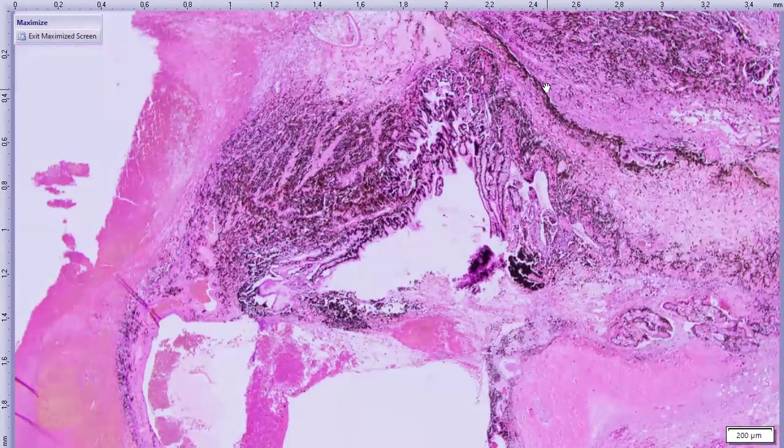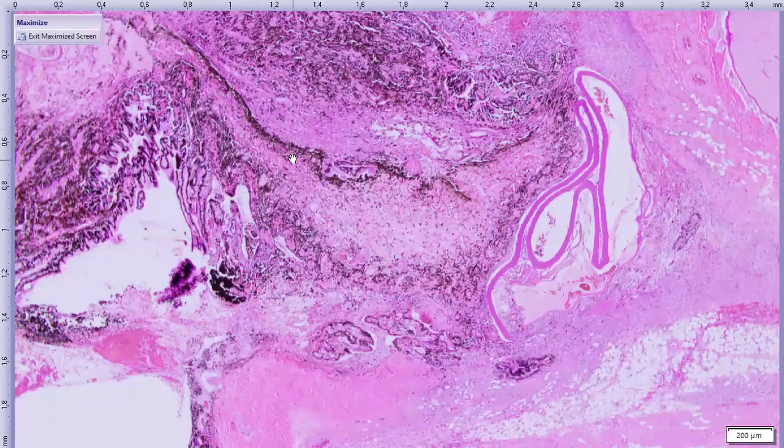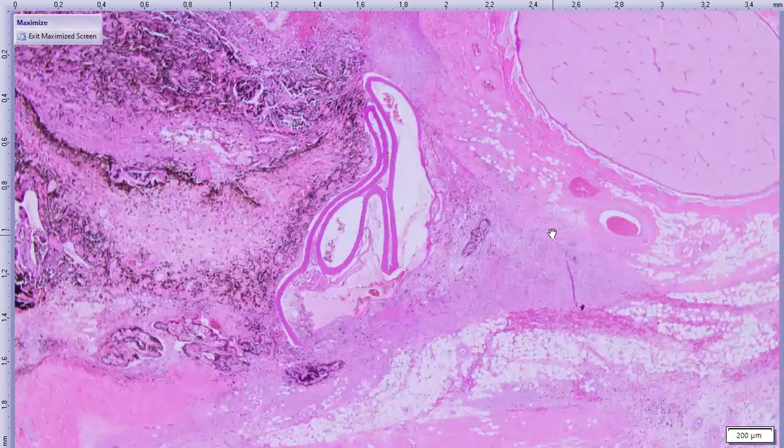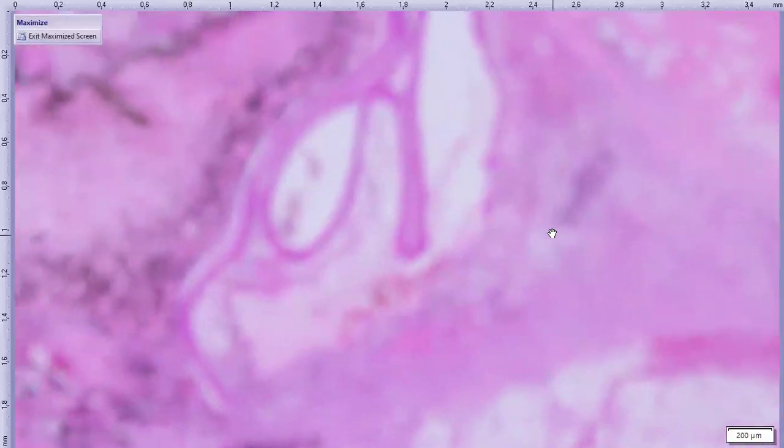So here's some ciliary body stroma here. We've got some ciliary body plica. Here's the actual iris. Here's the front of the iris. Here's the back of the iris. Here's some basement membrane, which could either be Descemet's membrane or the lens capsule. I think it's actually the lens capsule.